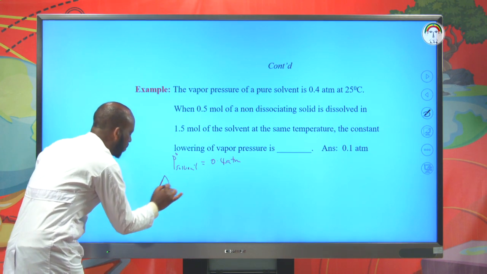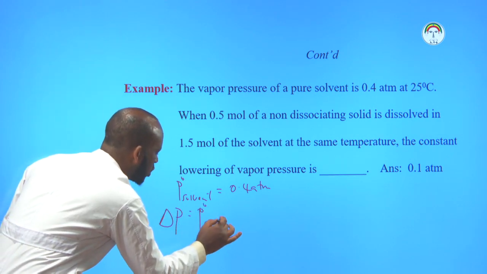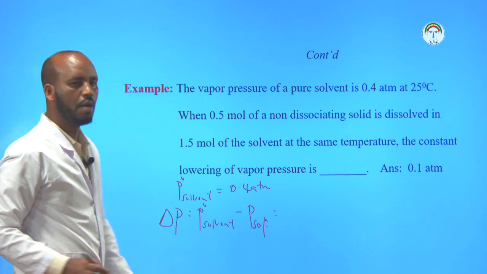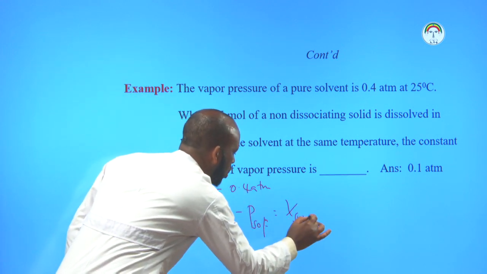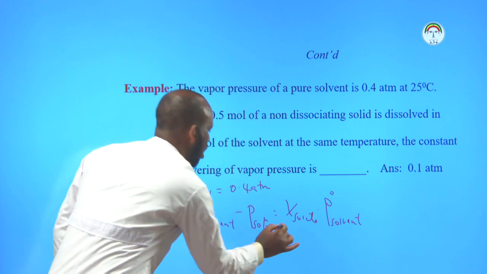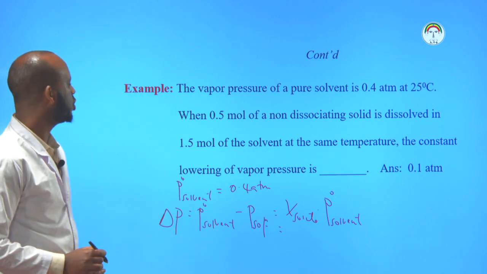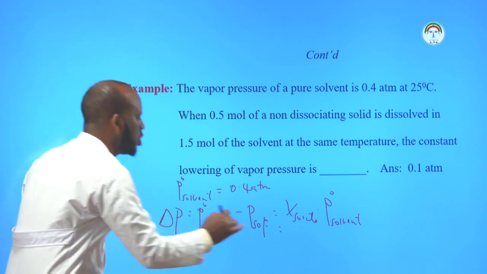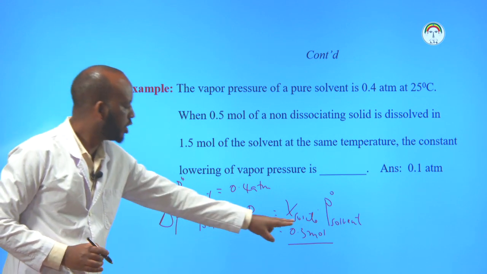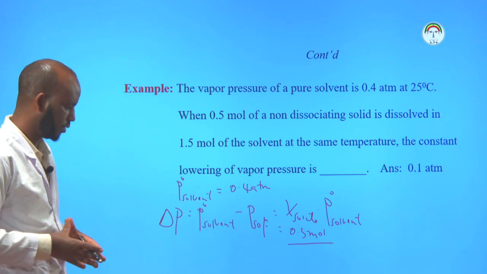Delta P, lowering in vapor pressure, equals vapor pressure of pure solvent, P naught of the solvent, minus vapor pressure of the solution, which equals mole fraction of the solute times vapor pressure of a pure solvent, P naught of the solvent. Mole fraction of the solute is number of moles of solute, which is 0.5 mole of non-dissociating solid, divided by, because mole fraction of the solute by definition is number of moles of solute divided by number of moles of solution.